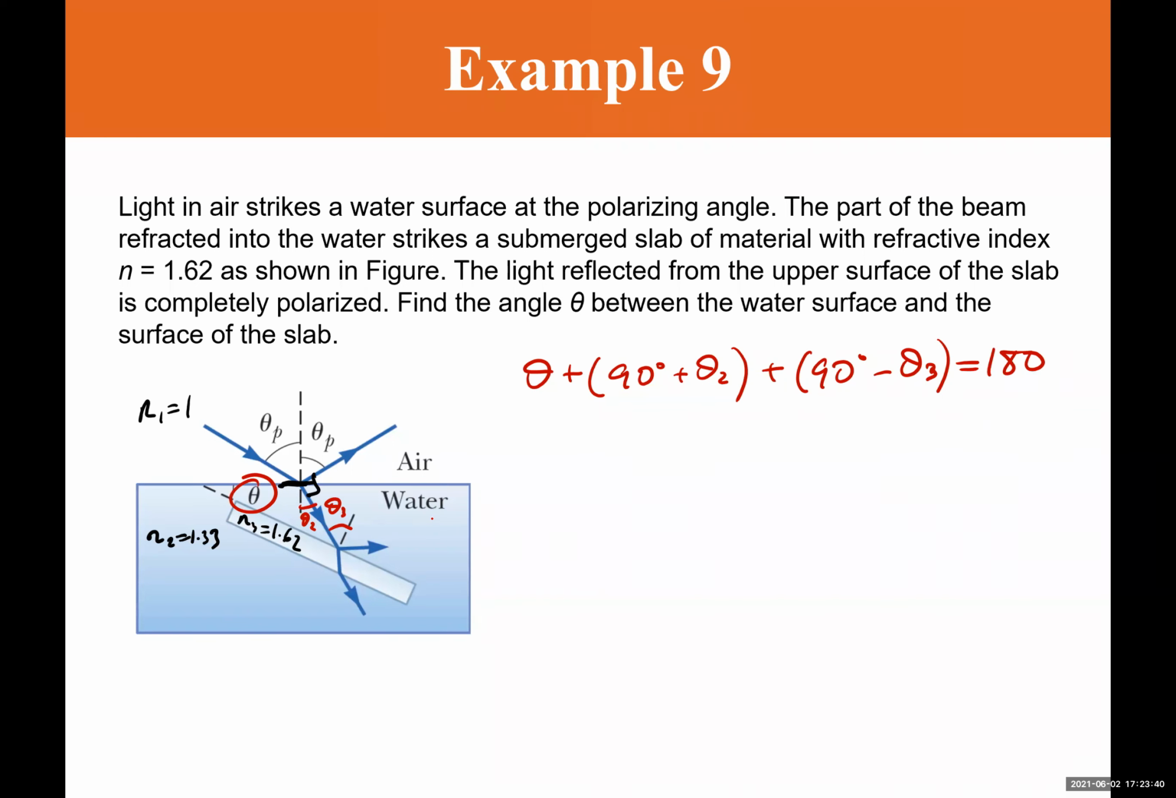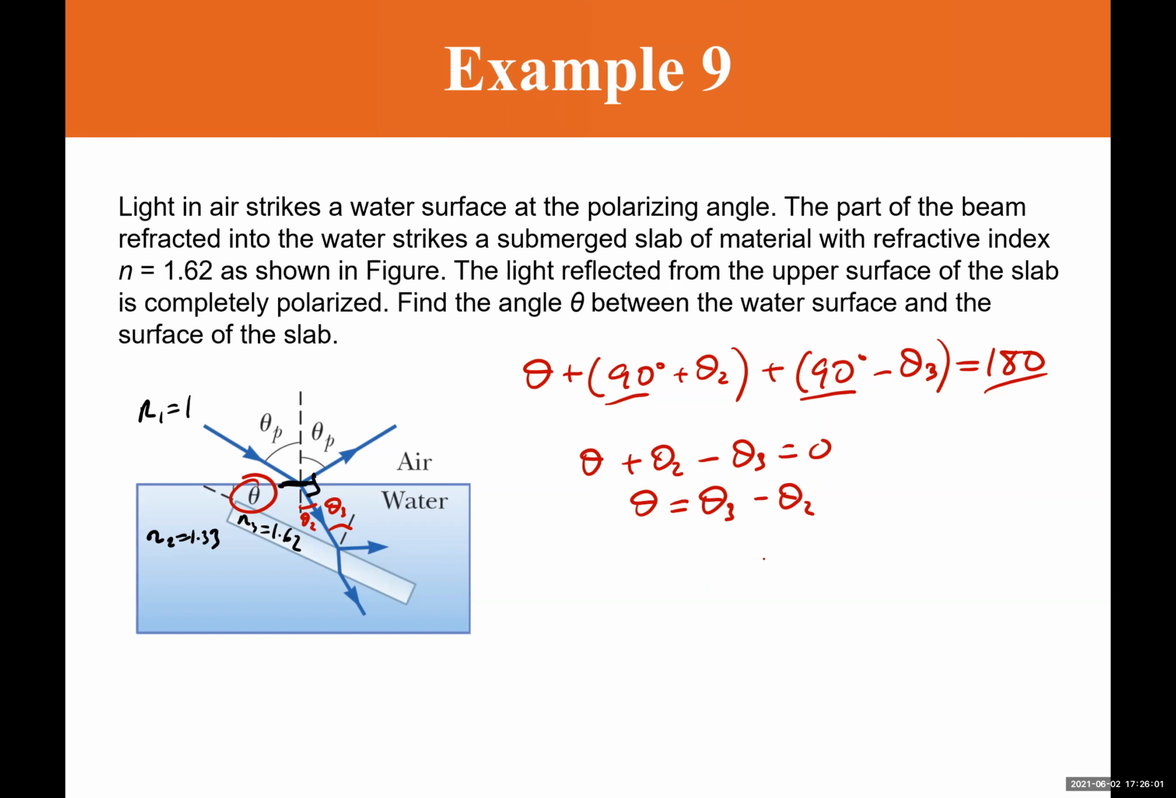That means, if we calculate that, that's the relationship we'll get. All right, so from some algebra then, since 90 plus 90 is 180, I have 180 over there, then what we end up with is theta plus theta2 minus theta3 equals 0, so theta is equal to the difference between theta3 and theta2. Okay. All right, so now that we have that, our goal will be to find those theta3 and theta2 so we can do this calculation.